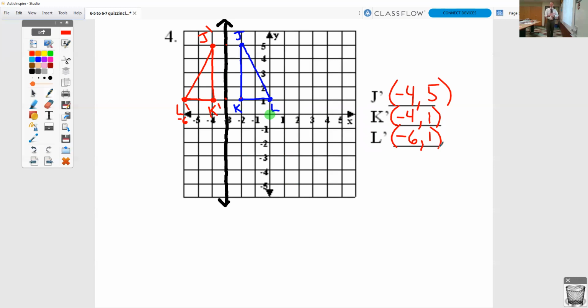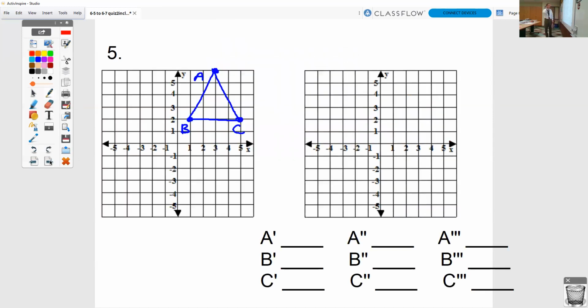You'll have one of each of those on your quiz. Number 4 could be a random horizontal line instead of a vertical line. You still do the same thing. Count how many places to it and count that same number away from it.